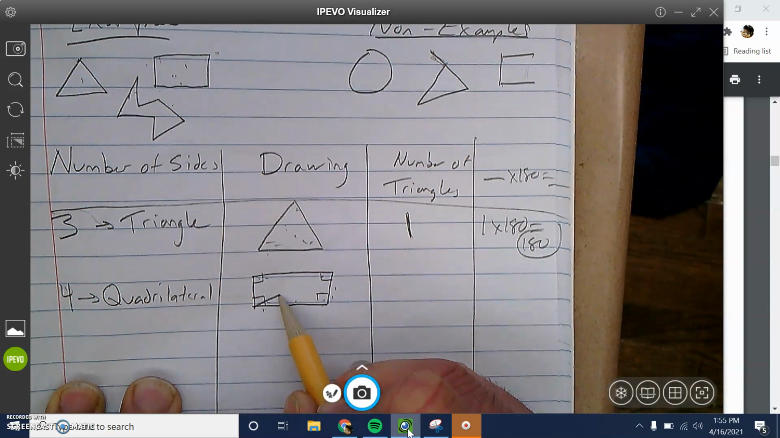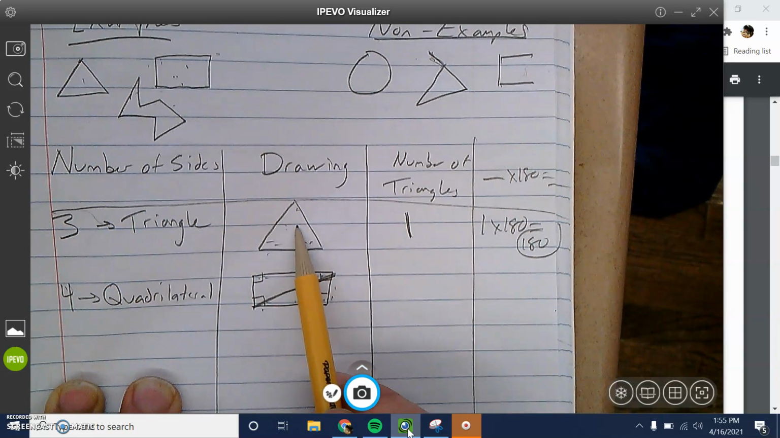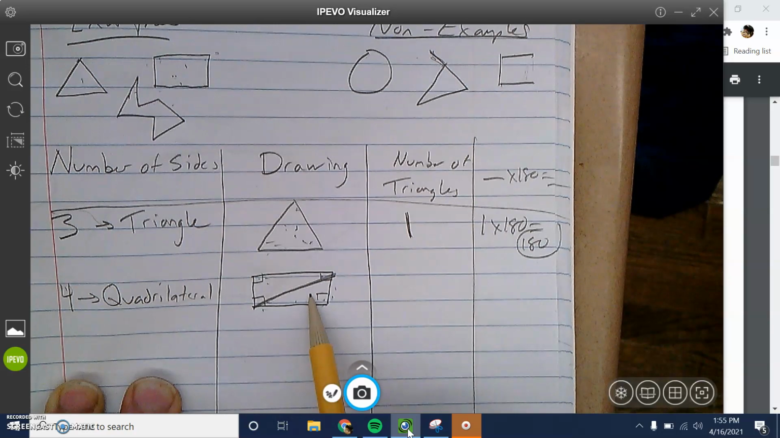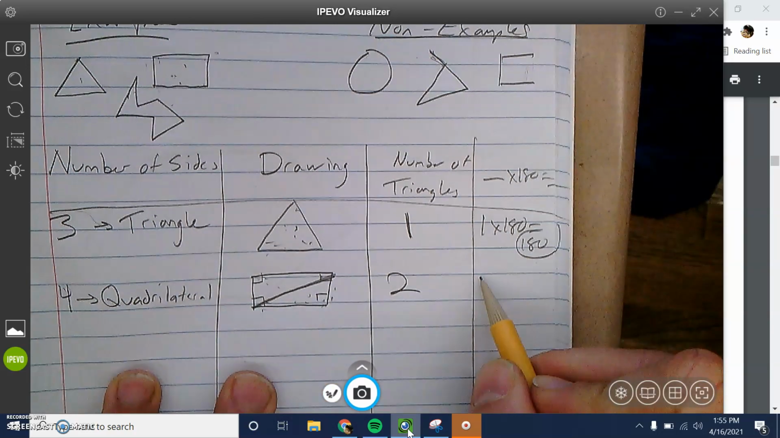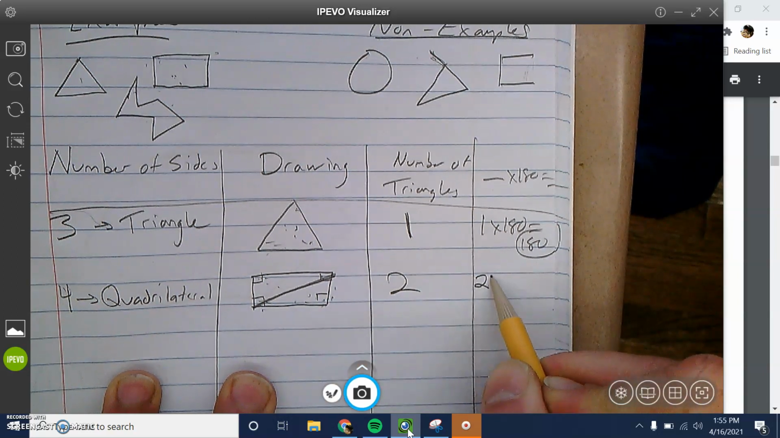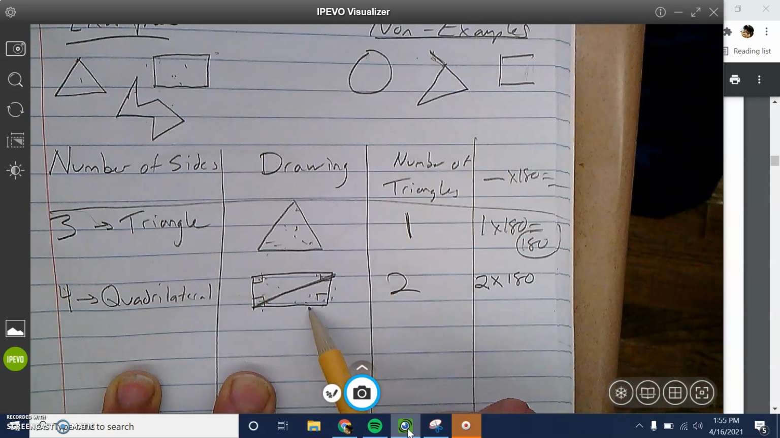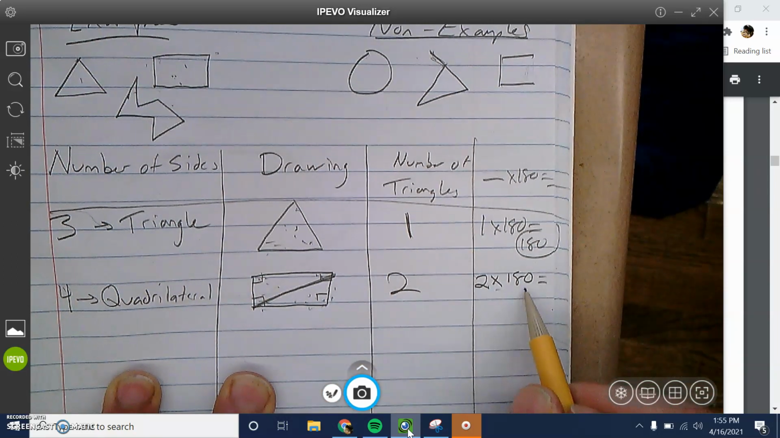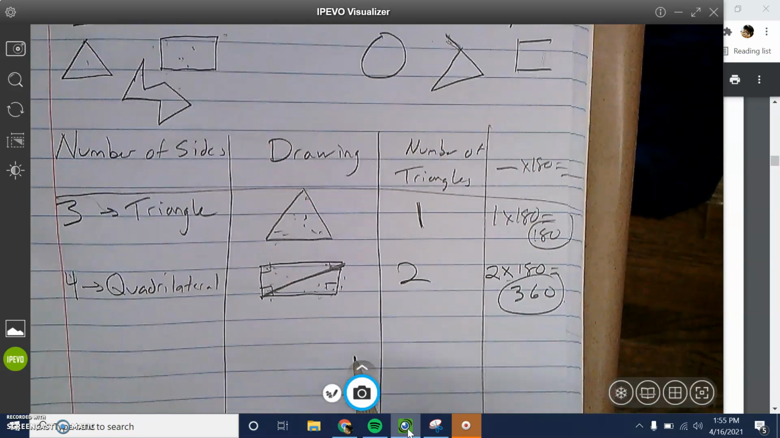Well, what if you were to draw a diagonal like this? So this has one triangle, right? This has 1, 2. So this has two triangles. That would mean that all the angles inside this shape are the same as two triangles. So you've got one triangle, two triangles. So 2 times 180 equals 360. There we go.